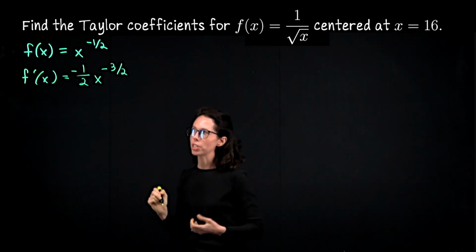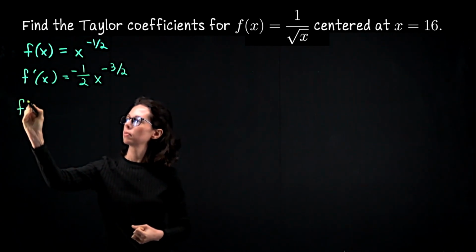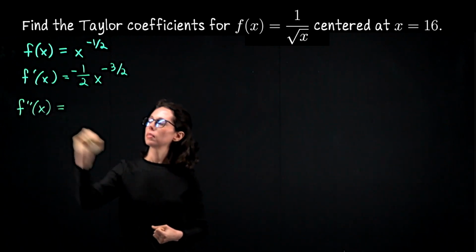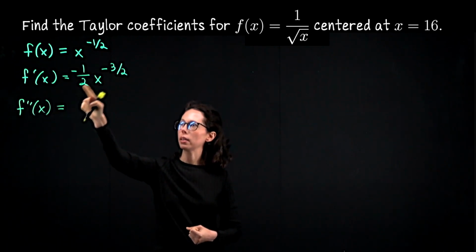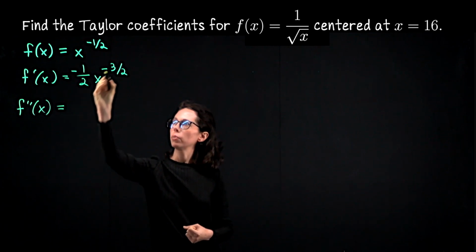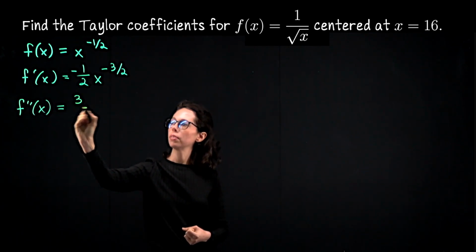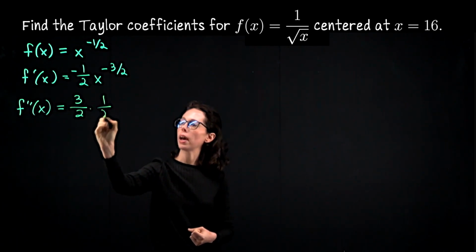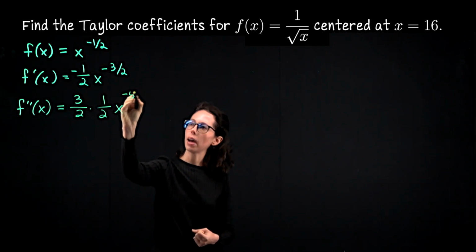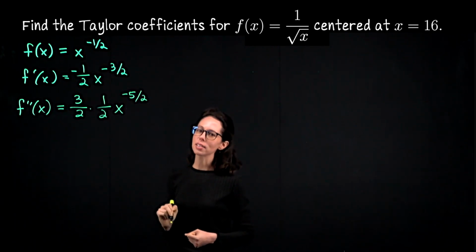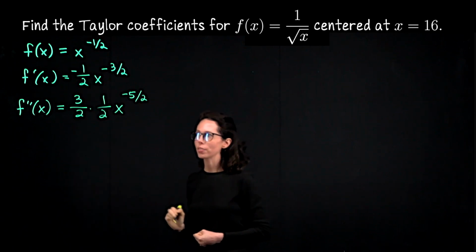Okay, let's differentiate again. f double prime is going to be, let me put the 3/2 in front. We'll have negative negative, so that's positive 3/2 times 1/2 x to the negative 5/2. You can start to see some patterns emerge. Let's take another derivative at least.